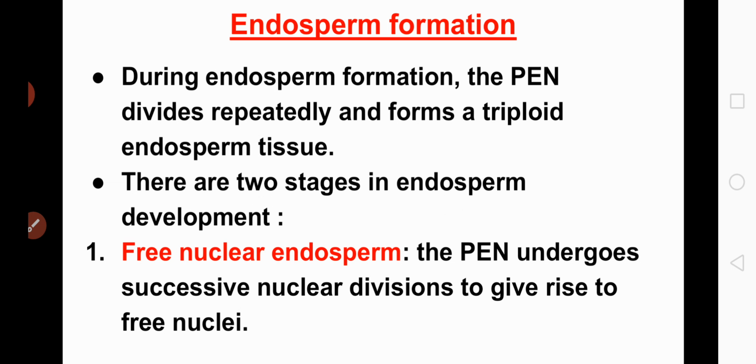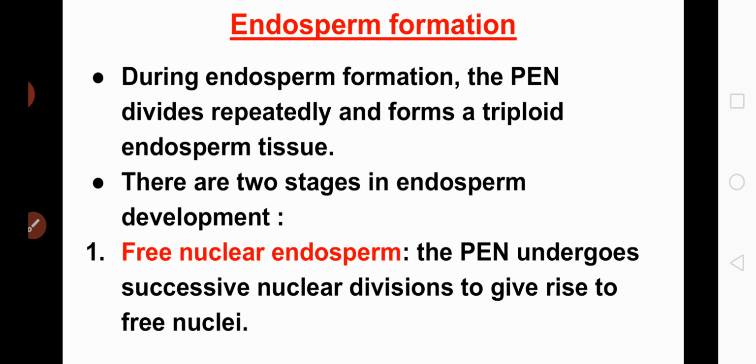Is that clear? Now there are two stages in endosperm development. They are free nuclear endosperm and cellular endosperm. Now how is this endosperm formed? When a male gamete fuses with the secondary nucleus, it forms the primary endosperm nucleus, which is triploid. Now this primary endosperm nucleus undergoes repeated division to form the endosperm tissue.